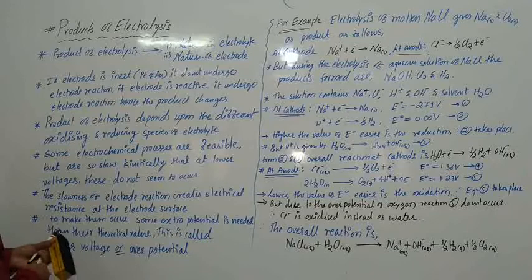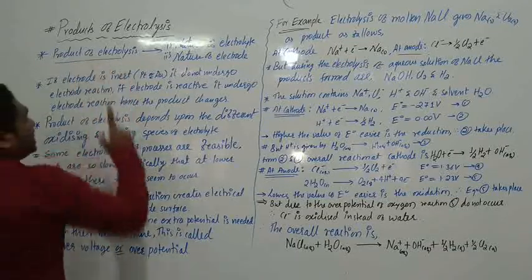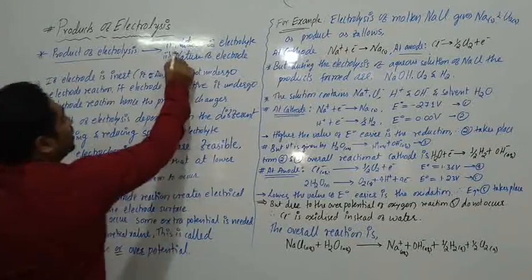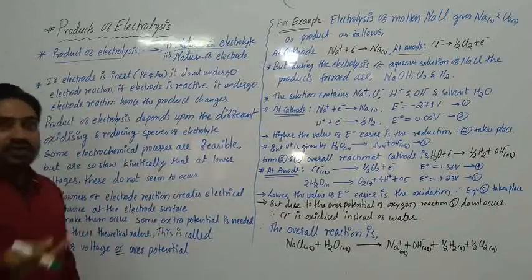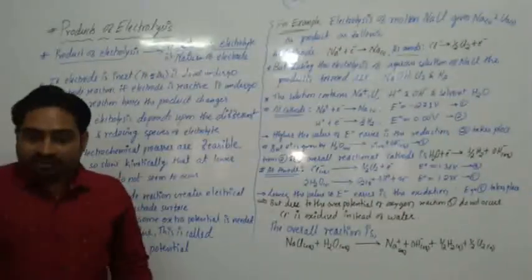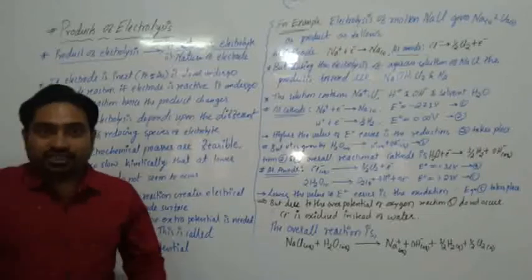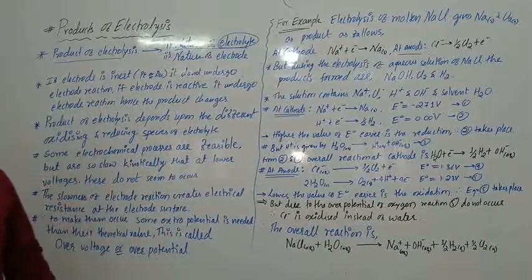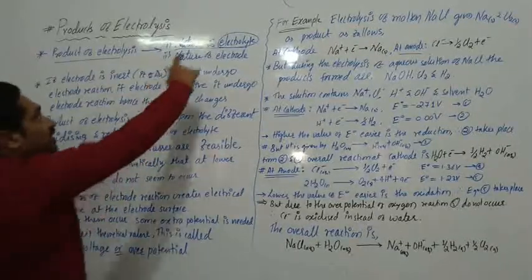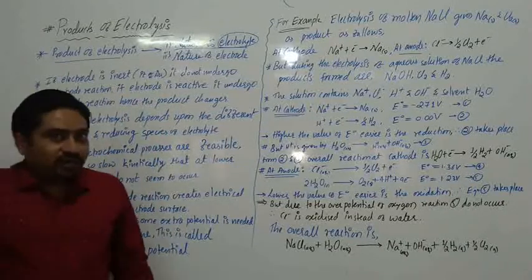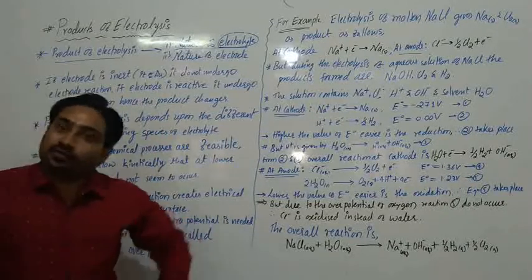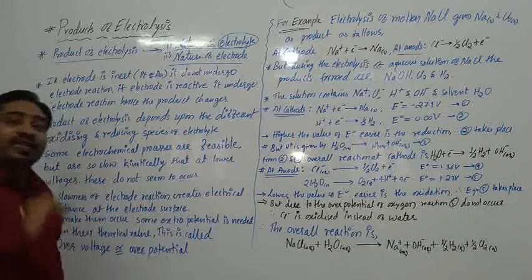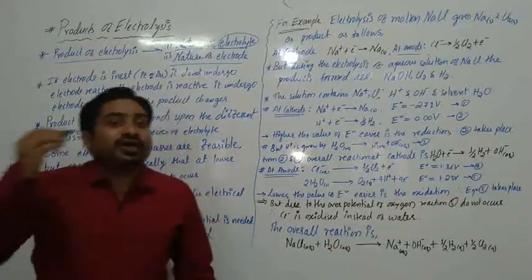The product of electrolysis mainly depends upon two factors. The first one is the nature of the electrolyte, or the nature of the substance being electrolyzed. The substance being electrolyzed is none other than the electrolyte. The formation of product during electrolysis depends upon the nature of the electrolyte; whichever type of electrolyte we select, we get that type of product. It also depends upon one more thing, that is the nature of the electrode.